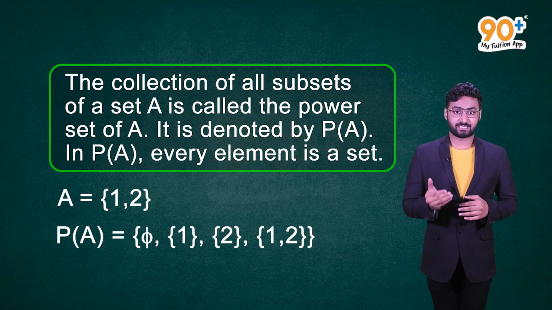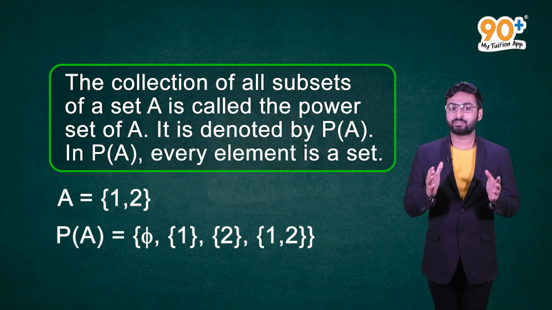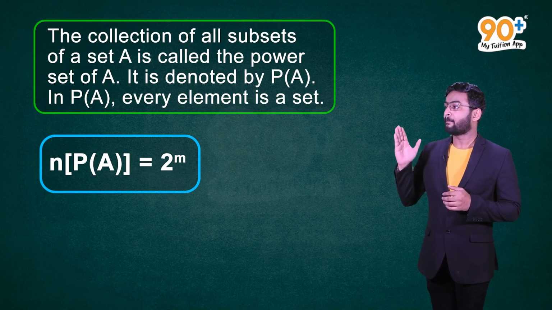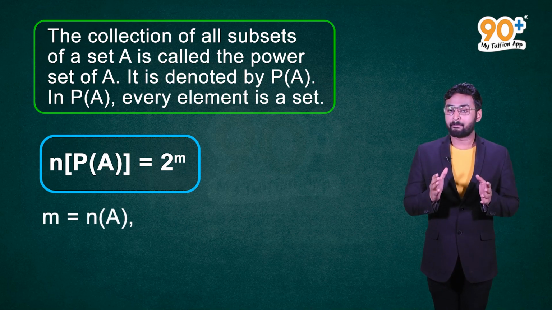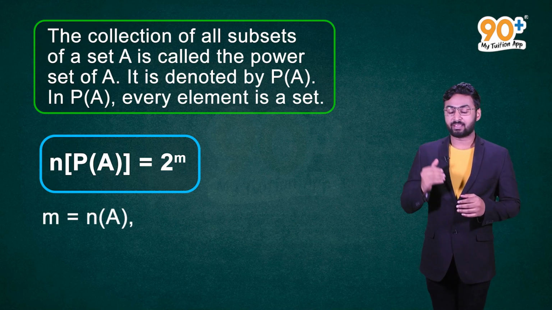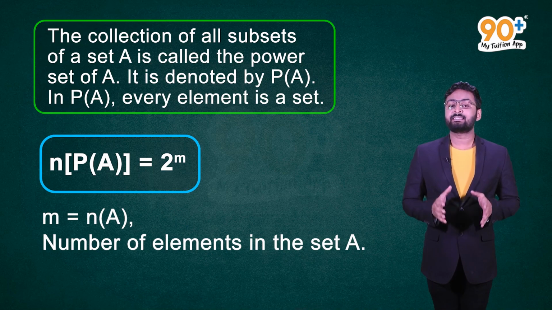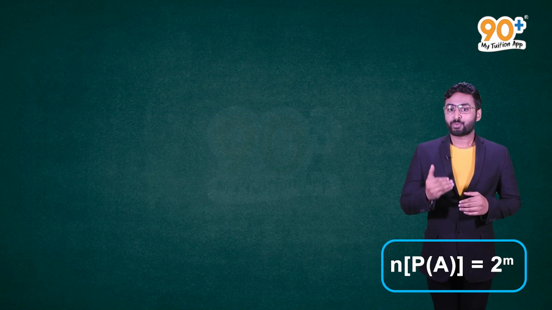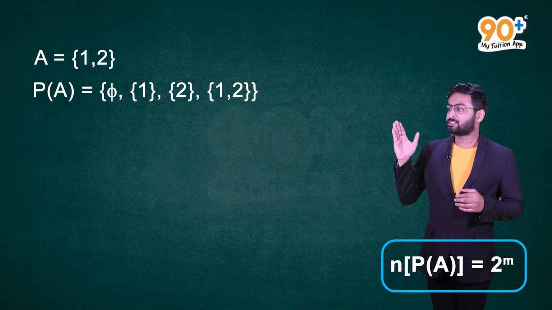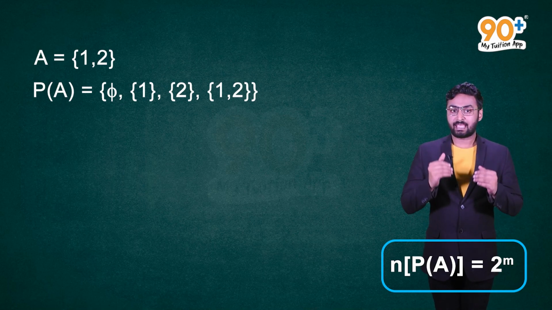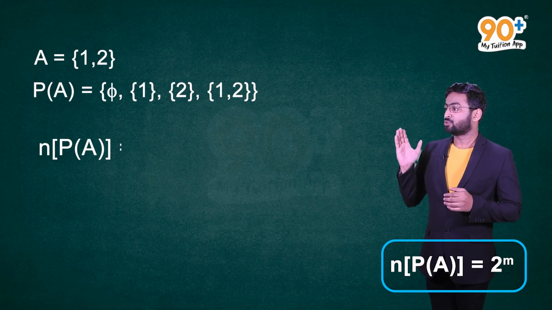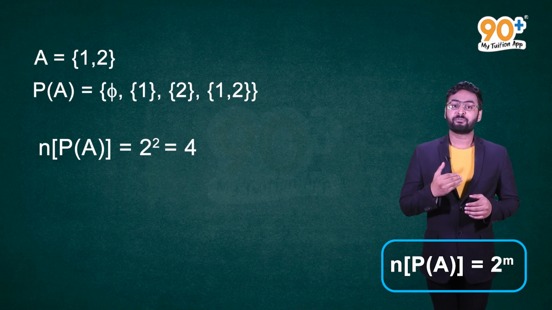Also, the number of subsets or elements in a power set can be found out by using the formula n of P of A is equal to 2 raised to m, where m is equal to n of A, that is the number of elements in the set A. So here set A has 2 elements, then the number of elements in the power set A is equal to 2 squared, which is equal to 4.